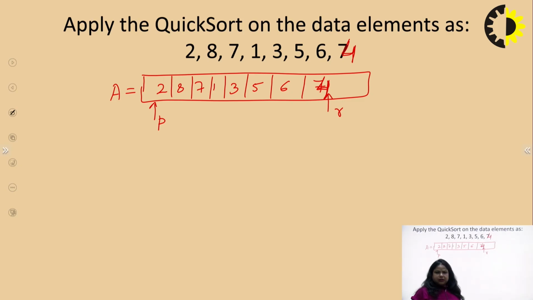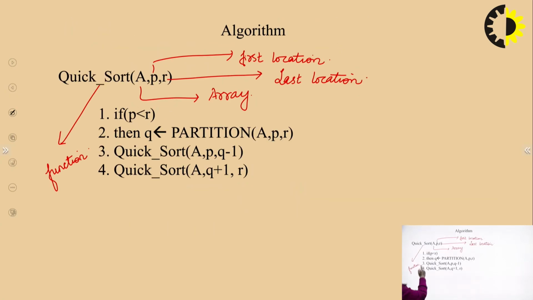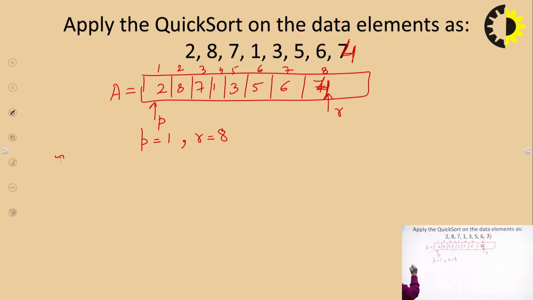So this is the last element, last location. Suppose I number these elements 1, 2, 3, 4, 5, 6, 7, 8. So we can say the value of P is equal to 1 and the value of R is equal to 8, right? On the basis of this algorithm, we have to check if P is less than R, or we can say 1 is less than 8.